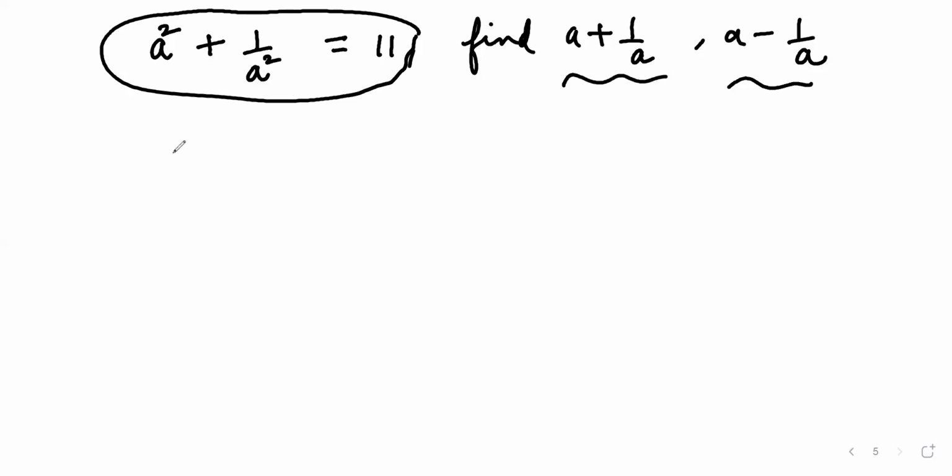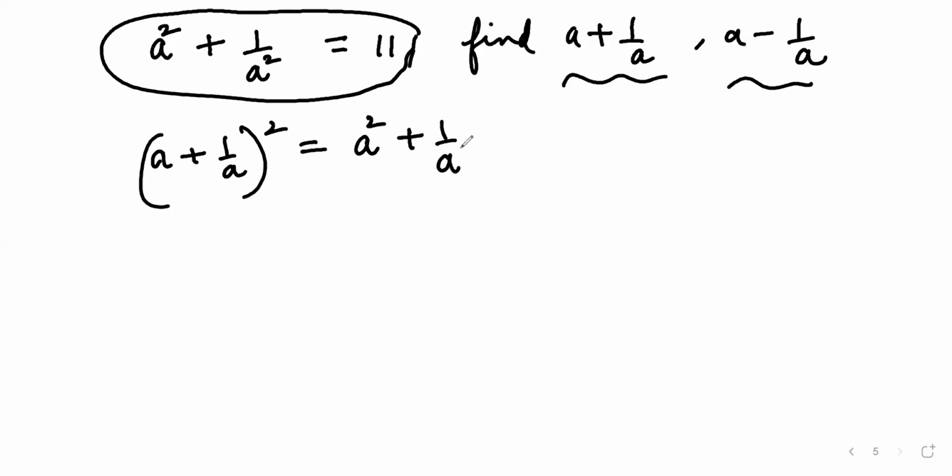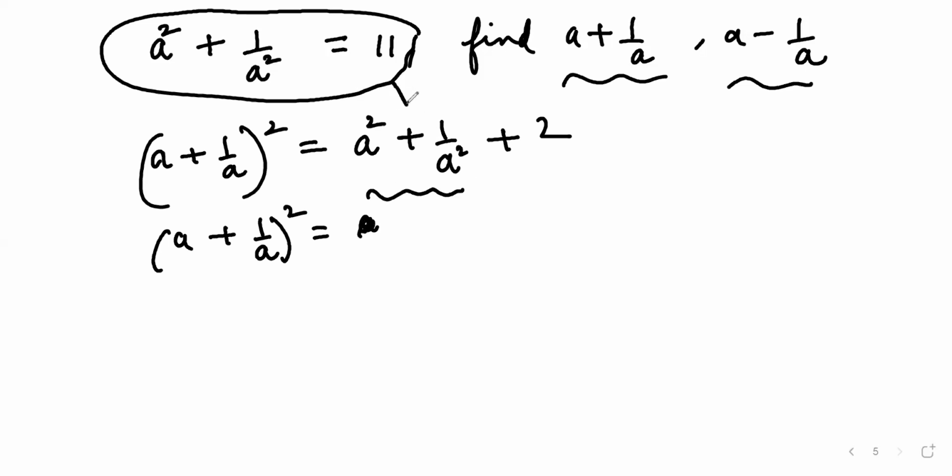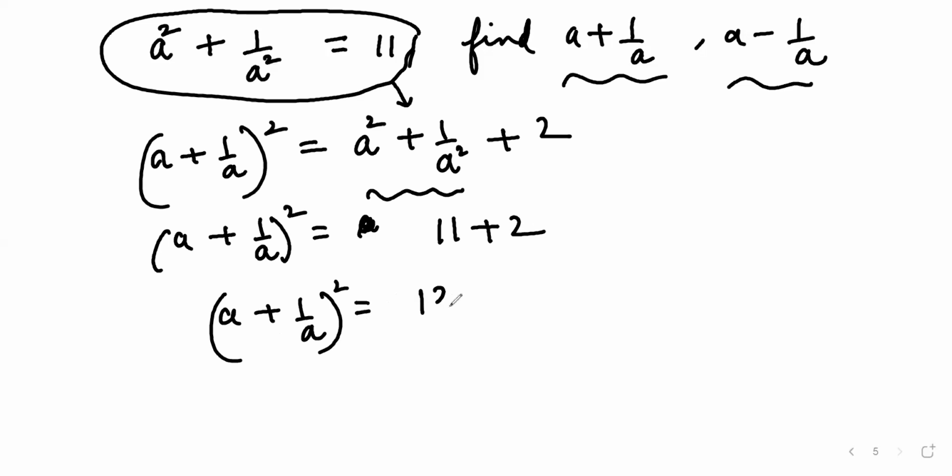It's quite simple. If they ask you to find A plus 1 by A, start with A plus 1 by A, the whole square. We've already seen an identity related to this, isn't it? It will be A square plus 1 by A square plus 2. So you just have to plug in the necessary values. What is A square plus 1 by A square? It's given as 11. 11 plus 2. So A plus 1 by A, the whole square, is 13.